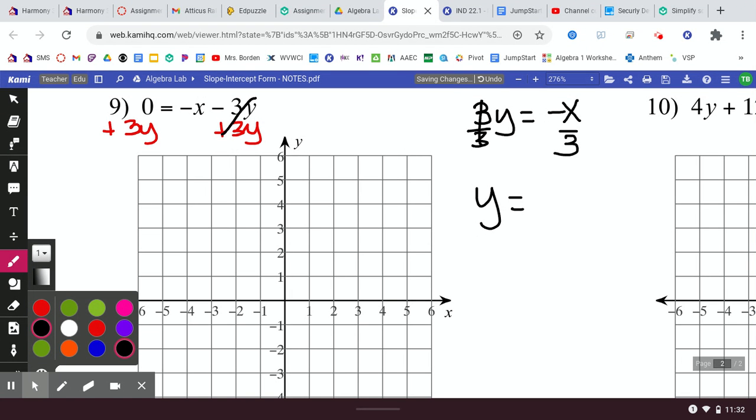Now, Gabby, I want you to tell me what to write next. Good, good. Remember, you got to make that fraction. You got to remember that 1 is there by that x. So negative 1/3 x, right? Now, Corbin, what's my slope?